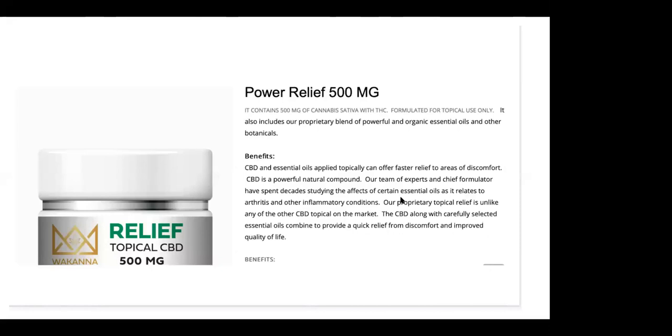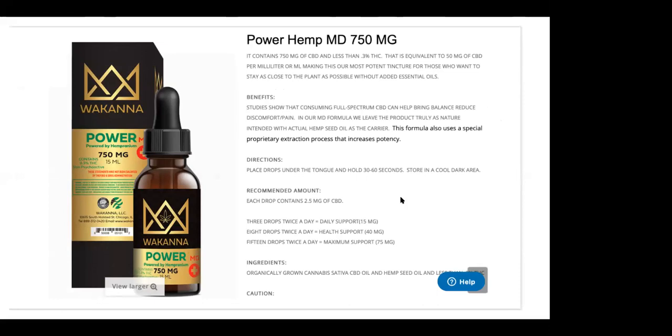This is a 500 milligram concentration in a 60 ml bottle. That's our Power Relief 500 milligrams. We'll move on to our Power Hemp MD. This is a great, great product that a lot of physicians and pharmacists use. It is our most potent product.